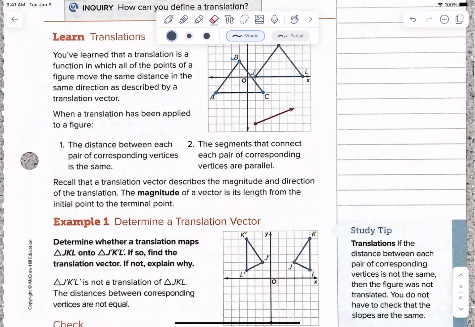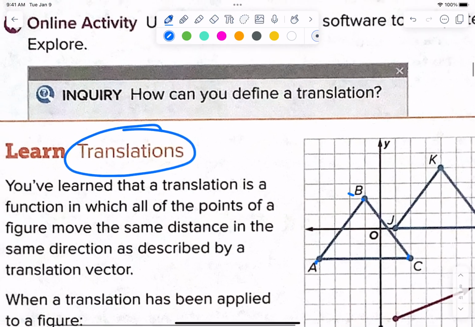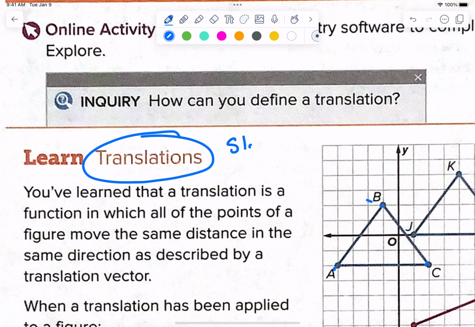Ready, set, go. 4-2. All right, translations. We are translating today. Yesterday we did reflections. Today we're doing translations. A translation is like sliding it, right? To translate something means to slide it. So you move it left, right, up or down. We are not changing the shape or size, just like with a reflection.